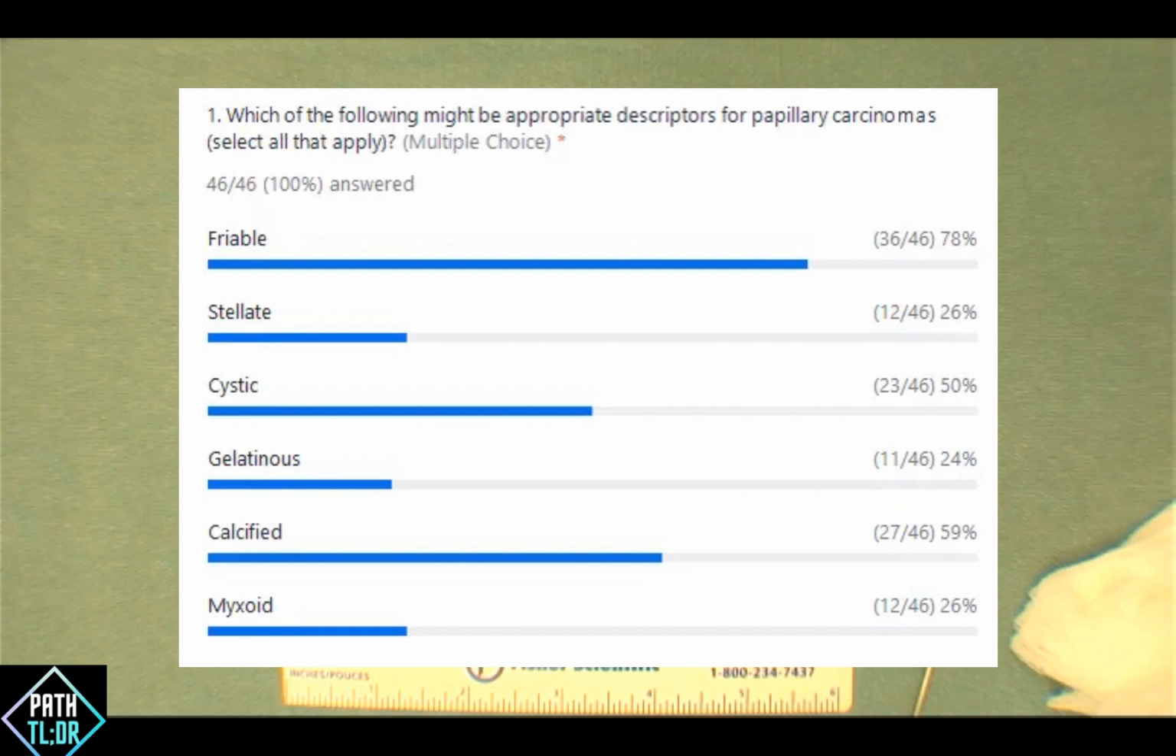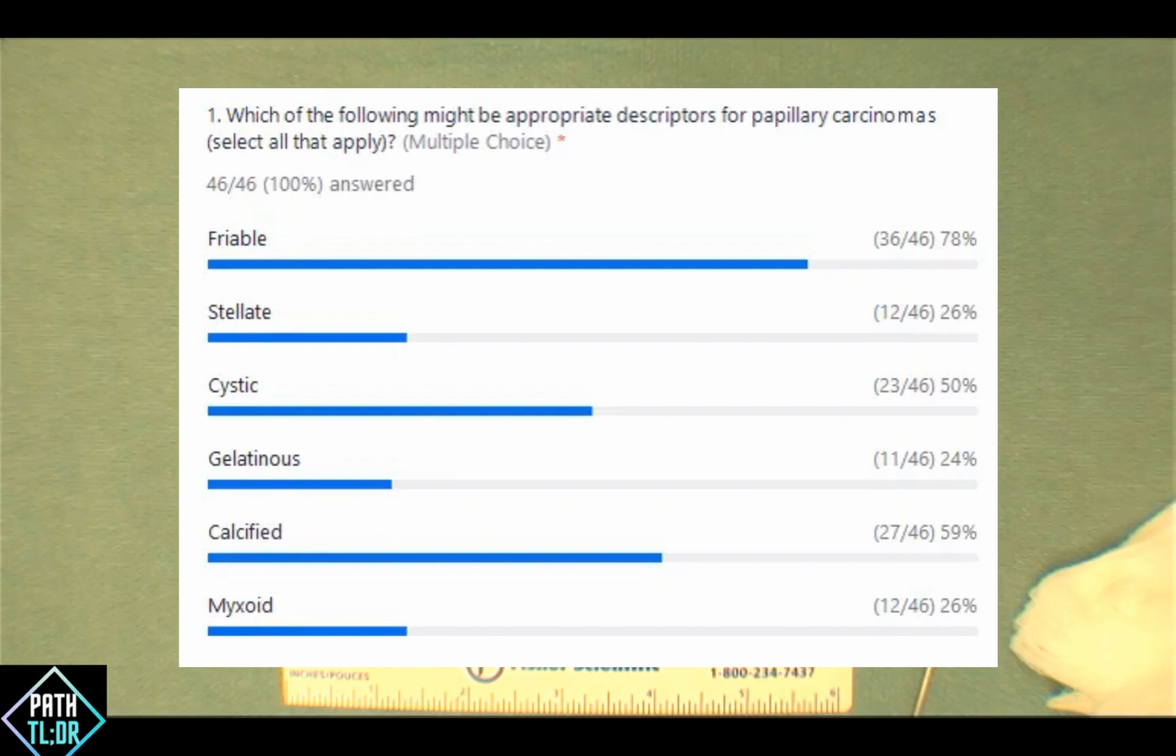Friable is a really great one. For those of you that have seen it, you can often see parts of the tumor crumble away from the cut surface. Papillary carcinomas can also look stellate and ill-defined, like you would normally think about what cancers might look like, being irregular with poorly defined borders. They can definitely be cystic, either in part or in whole.